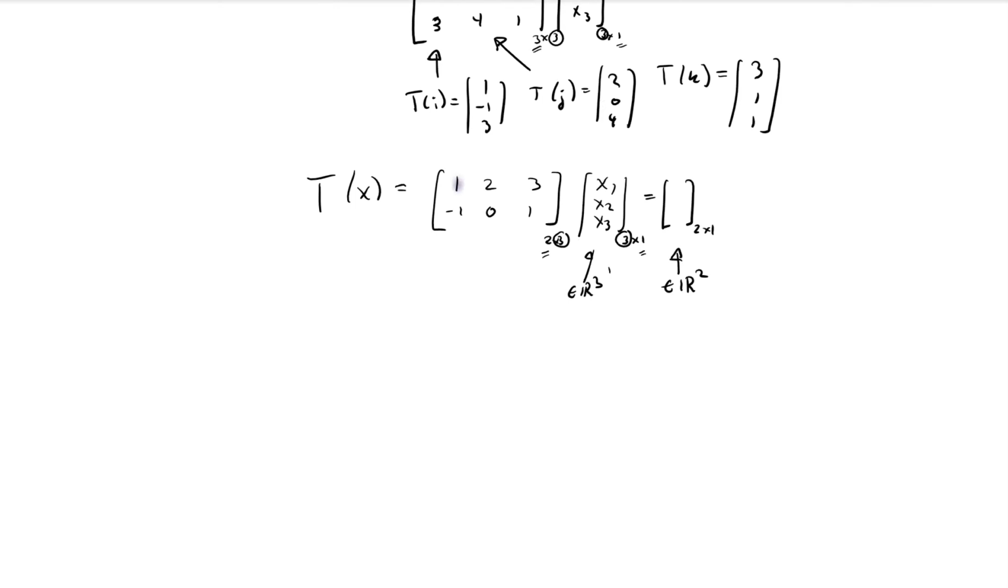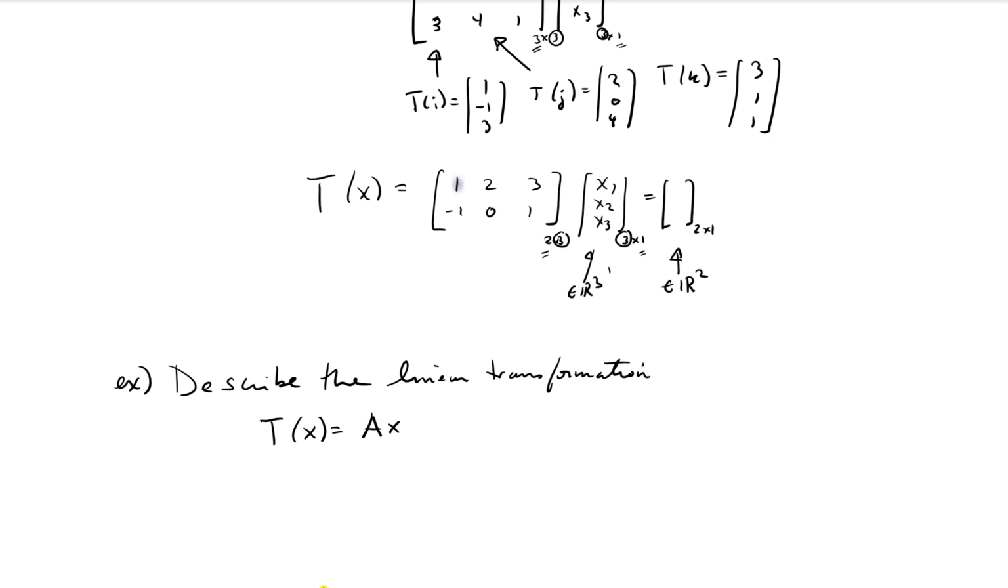And we're going to finish by describing two linear transformations. First of all, describe means we're going to tell what it does. Describe the linear transformation T of x equals Ax, where A is the matrix 1, 0, 0, minus 1. Okay, so T operates on what? Well, first of all, it's A times x.